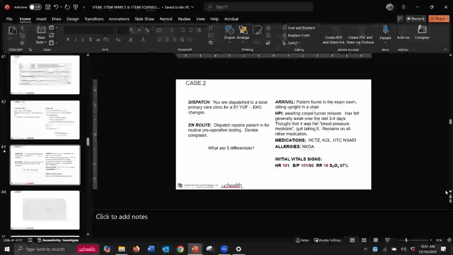Okay, case 2. You're dispatched to a local primary care clinic for a 51-year-old female with EKG changes. Beautiful. En route, dispatch reports the patient is in for preoperative testing, denies complaint. What are 5 differentials? So she's in just to get a physical for a pre-surgical candidate, and she has EKG changes that cause the provider to call EMS. What are your differentials?